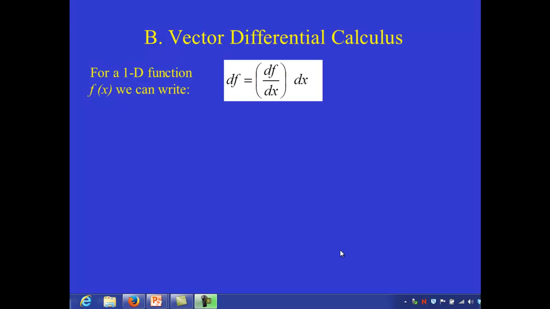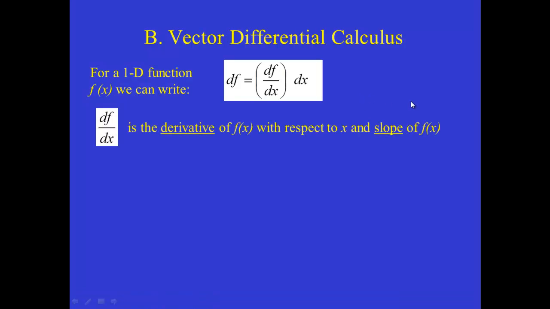I'd like to give a brief overview of the content from section 1.2 in the textbook dealing with vector differential calculus. And to start, we'll go back to the simple properties of a one-dimensional function f of x that you're familiar with. We can write a small change in the functional value f in terms of a small change in the variable x, and in so doing we involve this quantity df dx that we call the derivative of f of x. Geometrically, what it represents is the slope of the function.